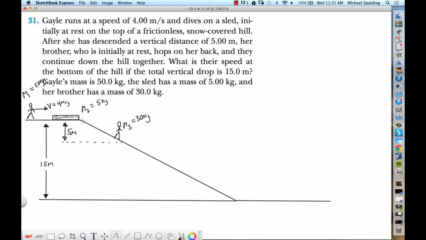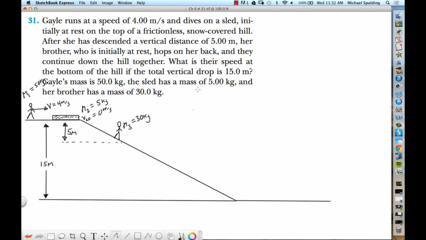The sled, I'm calling the sled object 2. V2 initial is 0. The sled is at rest. So she jumps onto the sled. What's the first thing we have to find? The velocity after the girl jumps on the sled, right? So this is a collision. She jumps onto the sled, two objects become one.